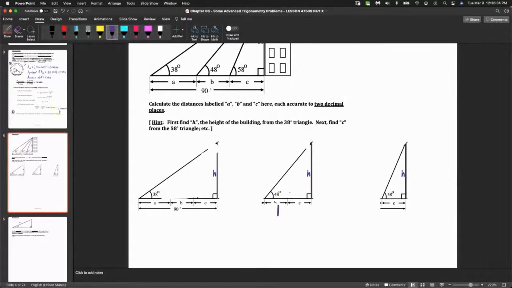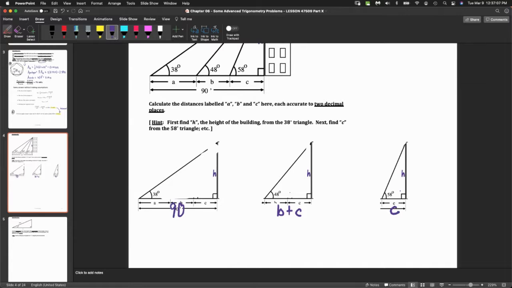So this length here is B plus C. This is C, obviously. And this is 90. These are in feet. And then we have the height across, and we have some angles. So I think you can see what's going to happen here. We're going to divide and conquer the question. So which triangle should we start with? Should we start with the left one, the middle one, or the right one?